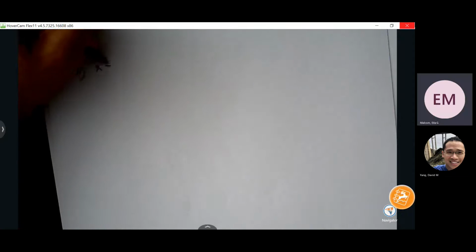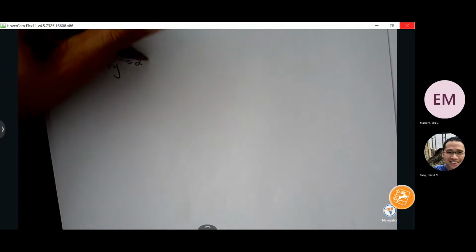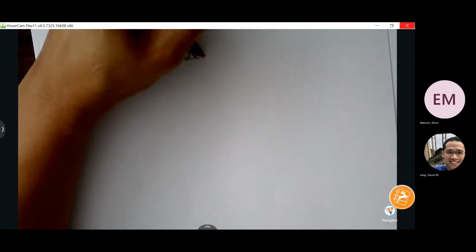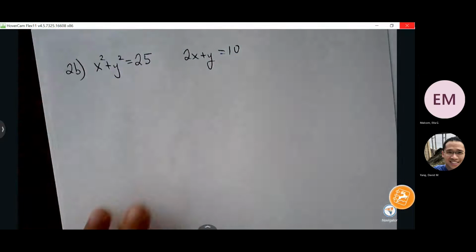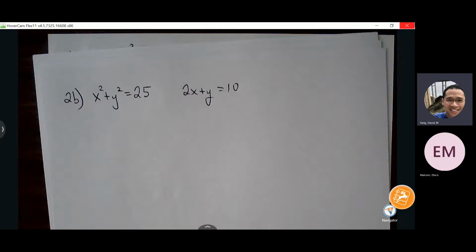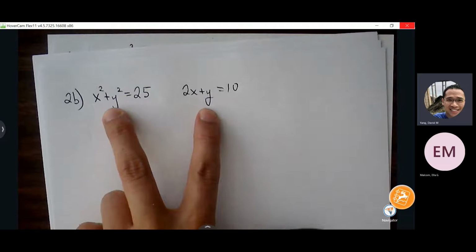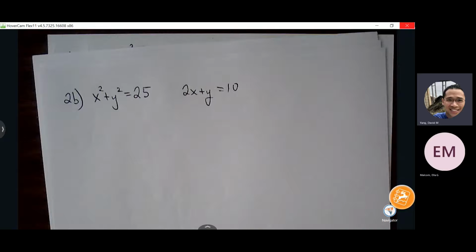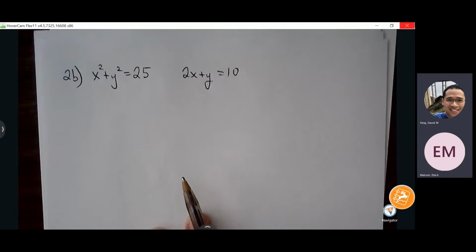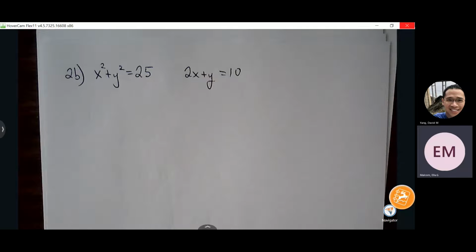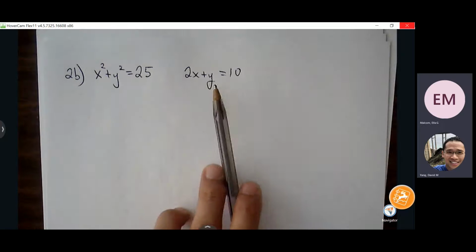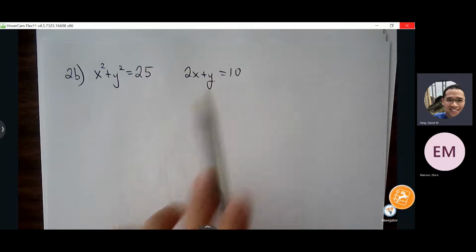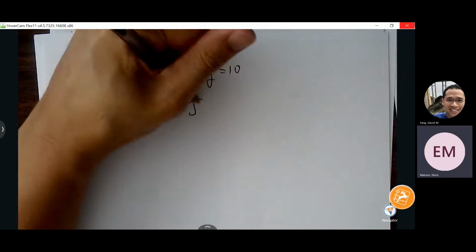Let's start with B. Looking at B, we have 2 missing variables. That's why we need 2 separate equations, so that they can help each other out in terms of solving one variable at a time. Any thoughts as to how we can? We could solve for y from the 2x plus y equals 10. Yeah, let's target the easiest variable here. So that'd be 10 minus 2x.